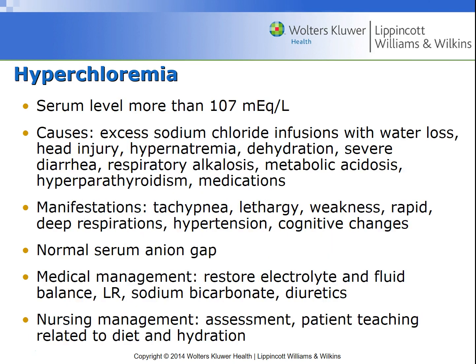So for hyperchloremia, it's a serum level higher than 107. Causes could be excess sodium chloride infusions with water loss. It could be head injury, hypernatremia, dehydration, severe diarrhea, respiratory alkalosis, metabolic acidosis, hyperparathyroidism, and medications.